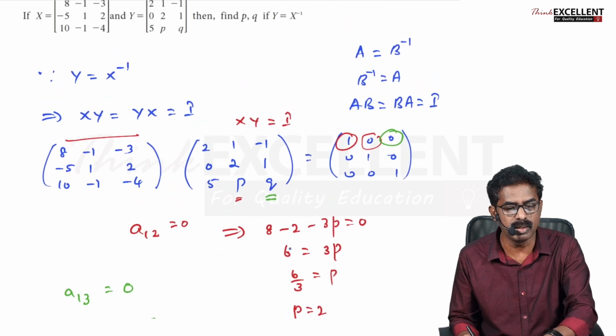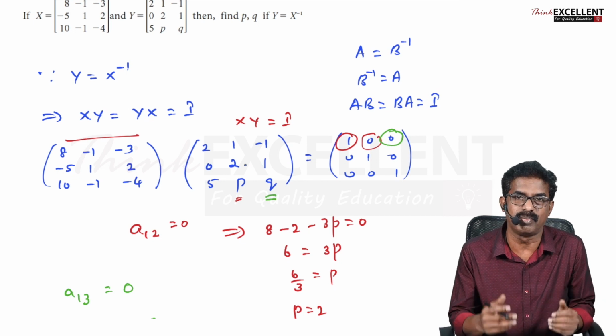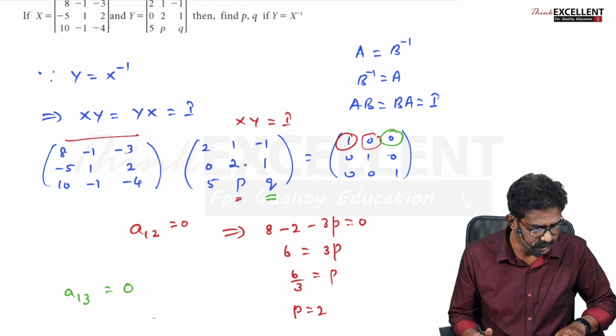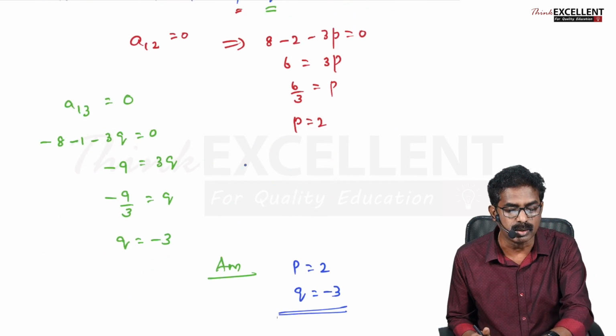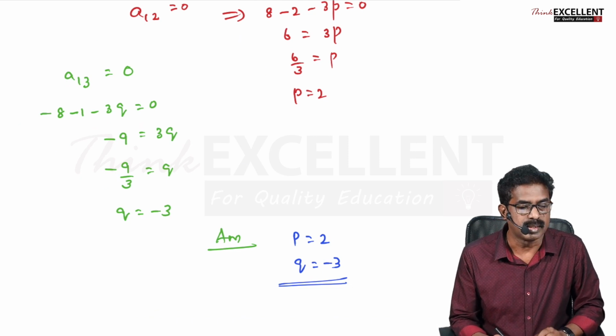If you are very particular, you multiply everything, you will get all the 9 elements, okay? Try to simplify, then equate the corresponding elements, you are going to get the same answer. You can save time here, okay? So P value 2 and Q value minus 3. So that's all for this exercise.